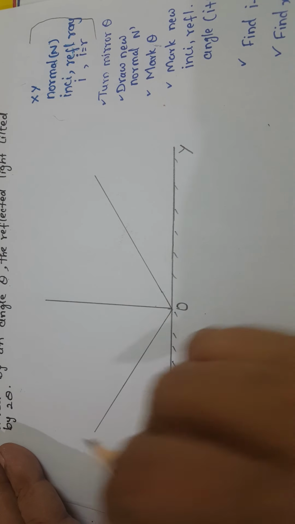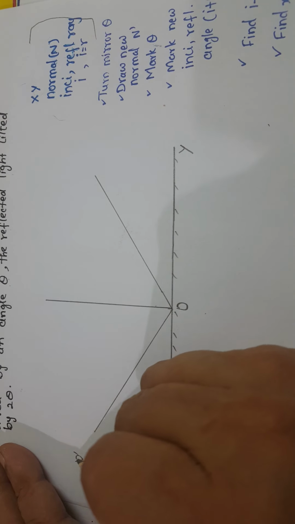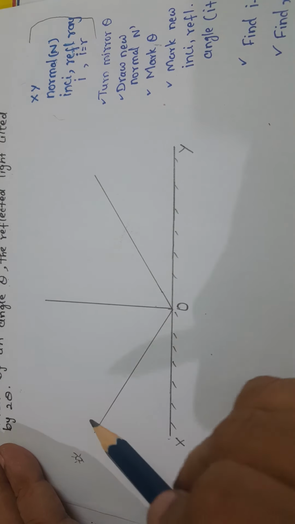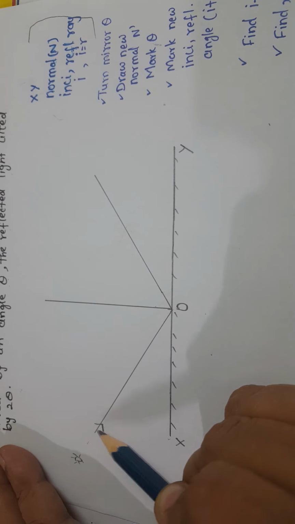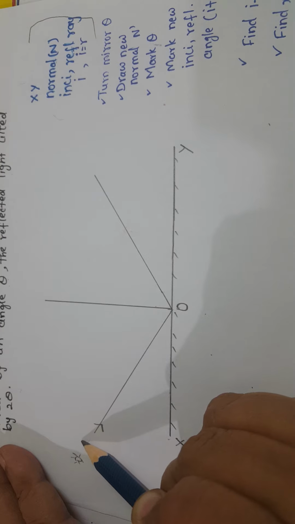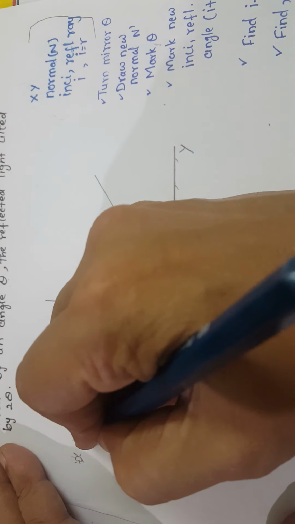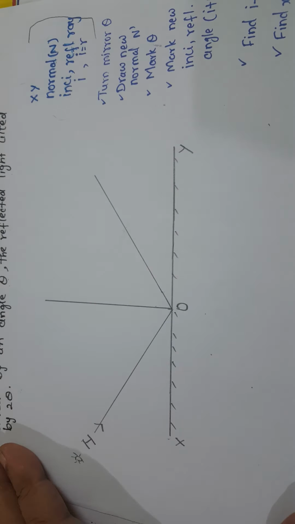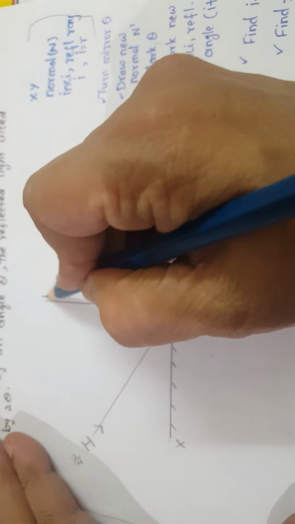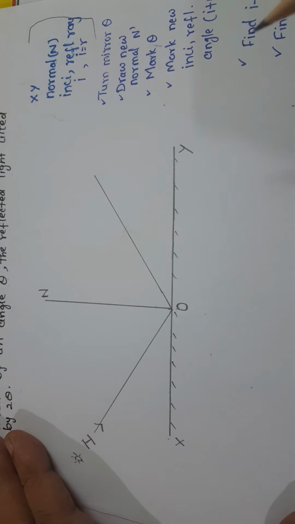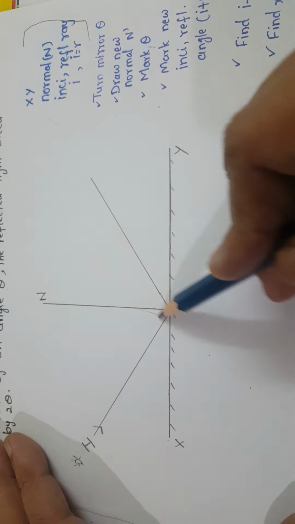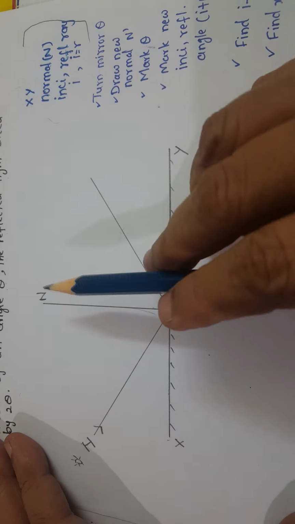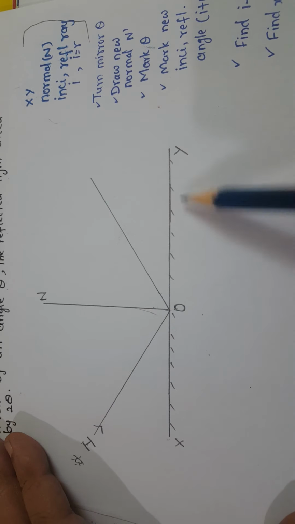Now if you have the light source here, this will be the incident ray. I will mark the incident ray as I. Okay, so I is the incident ray. Got it, children? And what is this? ON, this is the normal. Always you know that the normal ON is perpendicular to XY. Normal is always perpendicular to the mirror, right?